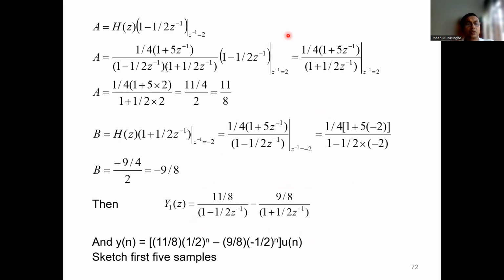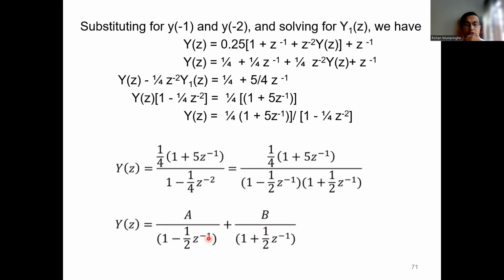Right, so this is how you calculate A. You take H(Z), the entire expression on the right-hand side, multiply it with the denominator of the first partial fraction, and then get Z to the minus 1 equals 2, which is the first root of the expression. If you look at this one, this is the first root and this is the second root.